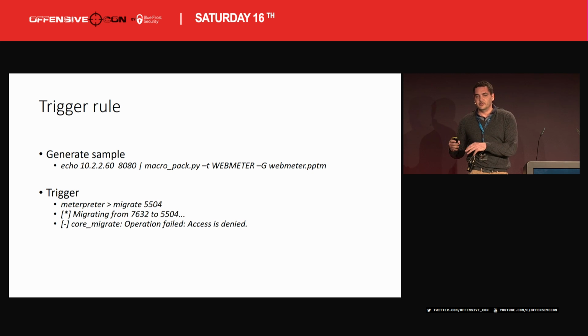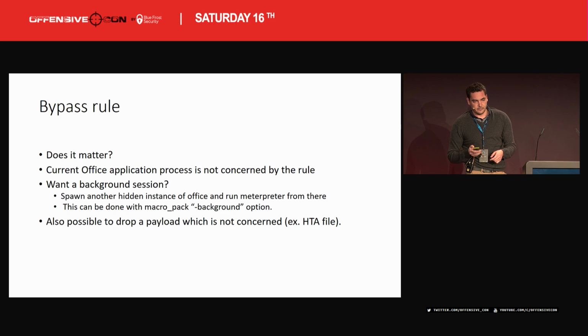But if I try to migrate to another place, now it's blocked. You see, operation failed, access is denied. So how do I bypass this rule? I didn't take the time to see all the various process injections that I could have tested.